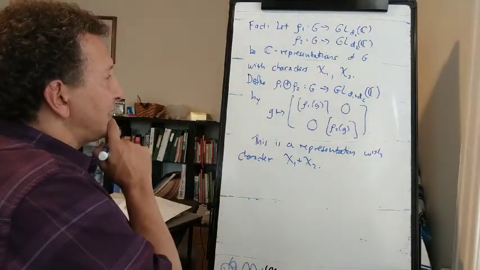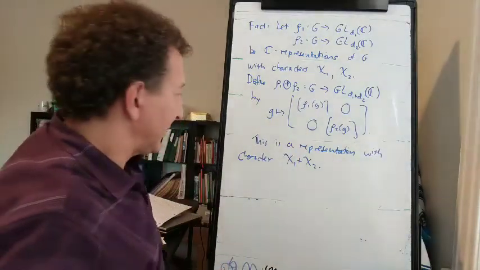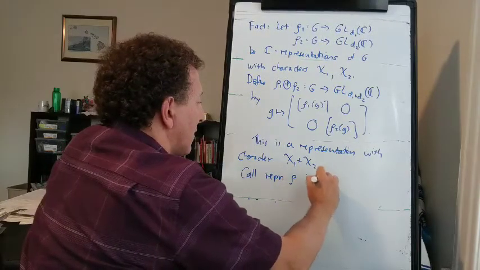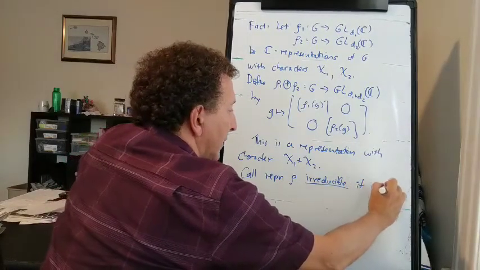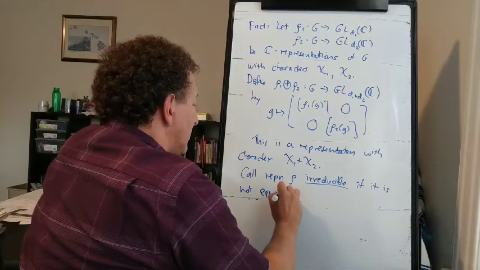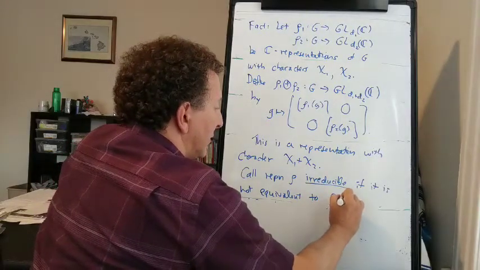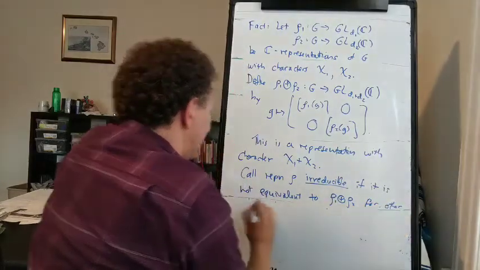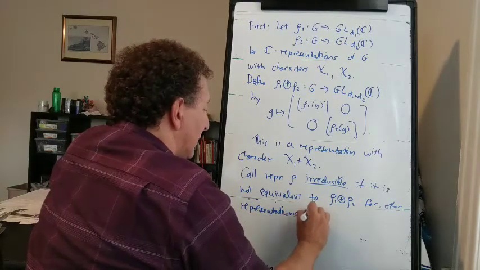Now we call a representation irreducible if it's not equivalent to something that can be broken up into blocks like this. So if it is not equivalent to row 1 direct sum row 2 for other representations row 1 and row 2.